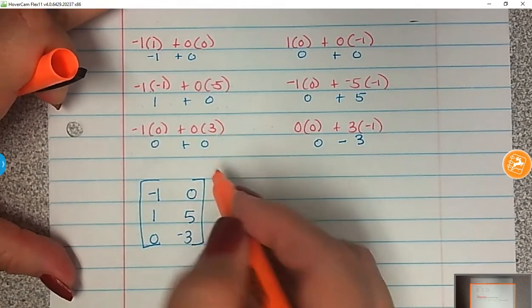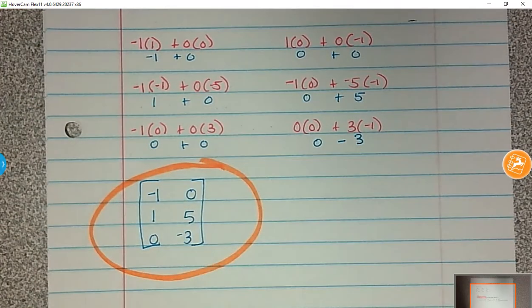This is your answer. That's what you get when you multiply those two matrices together. All right, and that is it.